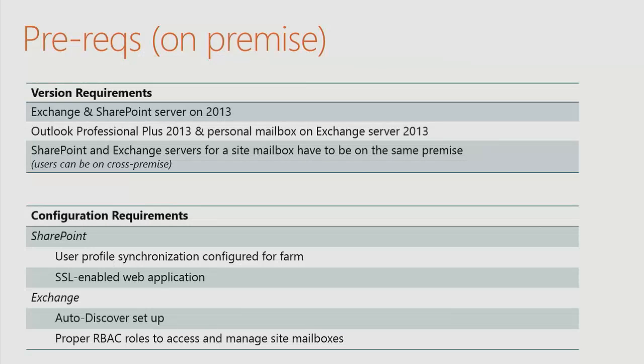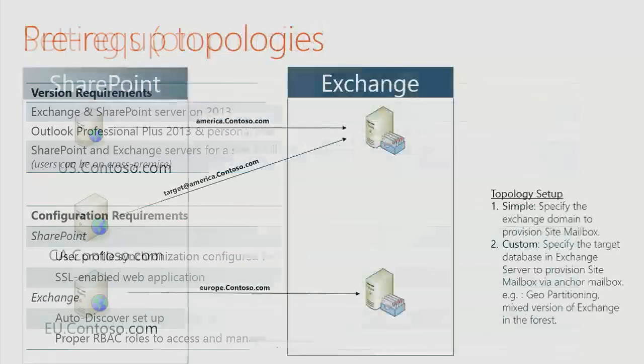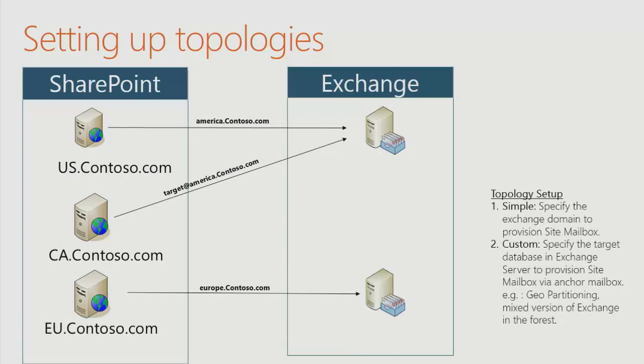So I talked about the script that is available to you. What that does is install the APIs on both the SharePoint farm and the Exchange farm, and enable the OAuth trust between the Exchange server and SharePoint. It also lets you specify, from a SharePoint farm, which Exchange domain you want to communicate with for site mailbox provisioning. So the script allows you to specify an Exchange domain that you want to configure the SharePoint farm to for site mailbox provisioning.